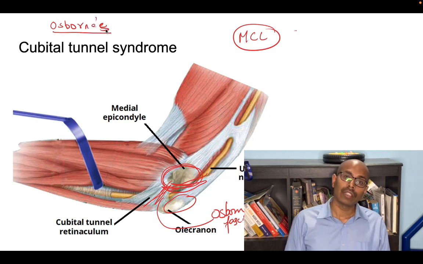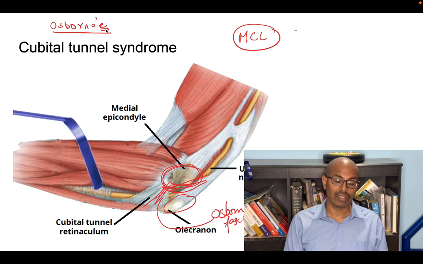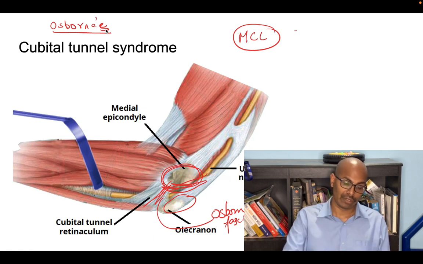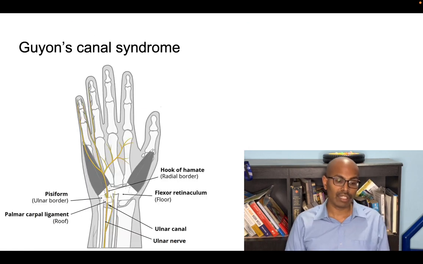Osborn's fascia. The ulnar nerve commonly gets compressed in this area, and this is called cubital tunnel syndrome. So this is called cubital tunnel syndrome, and this is where the ulnar nerve can get compressed. So we have to release the Osborn's fascia to decompress the nerve, right? Then you have the Guyon's canal syndrome.